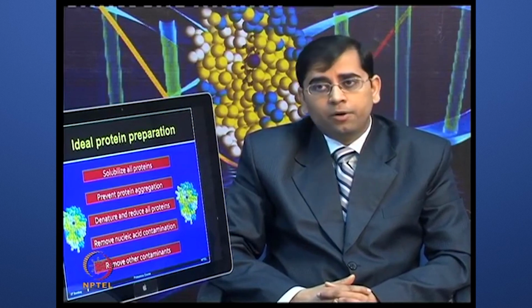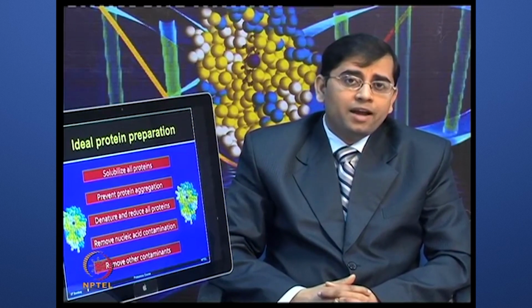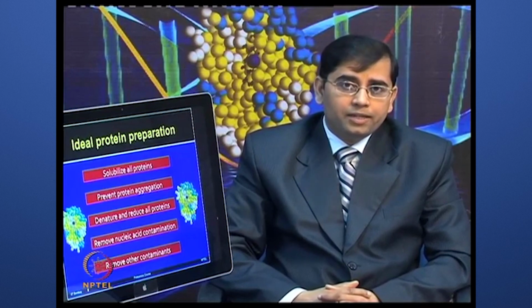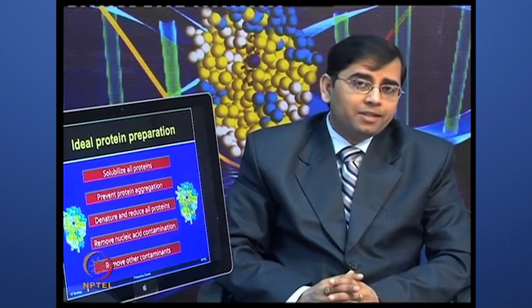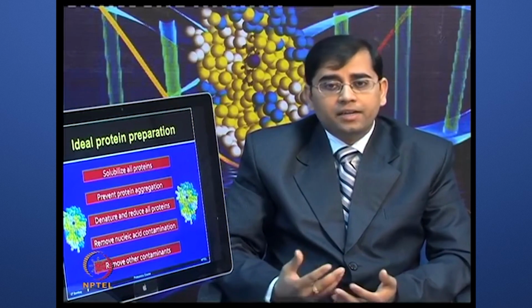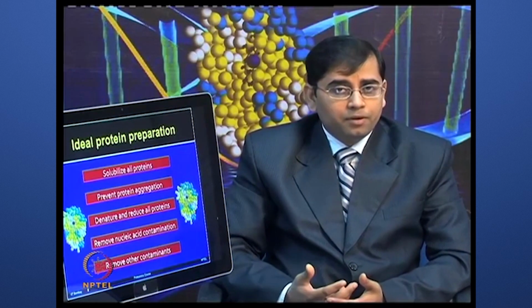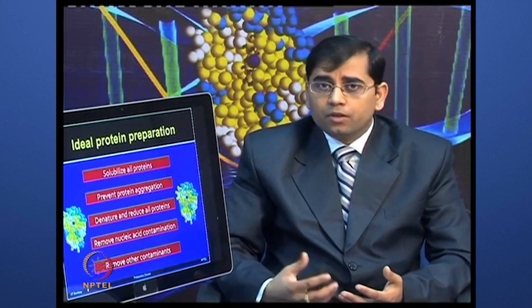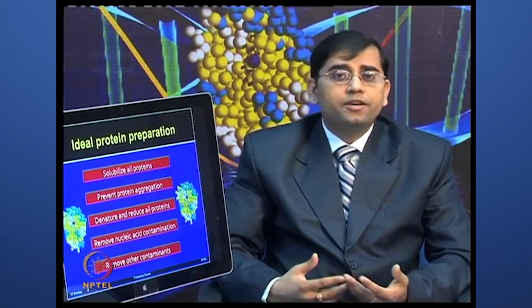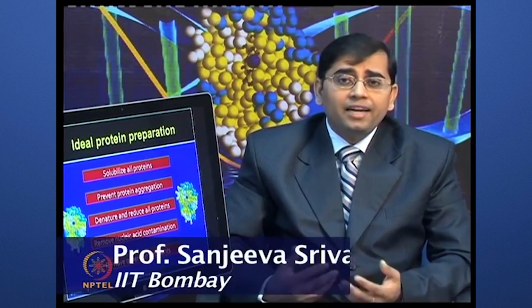If you are talking about plant roots, you may have to get rid of phenolic components. Similarly, you have to think about specific sample types and what could be the major contaminants present in that sample. For example, serum is rich in a lot of salt components, and you need to get rid of those. So, an ideal protein preparation should involve all of these steps as I mentioned previously.